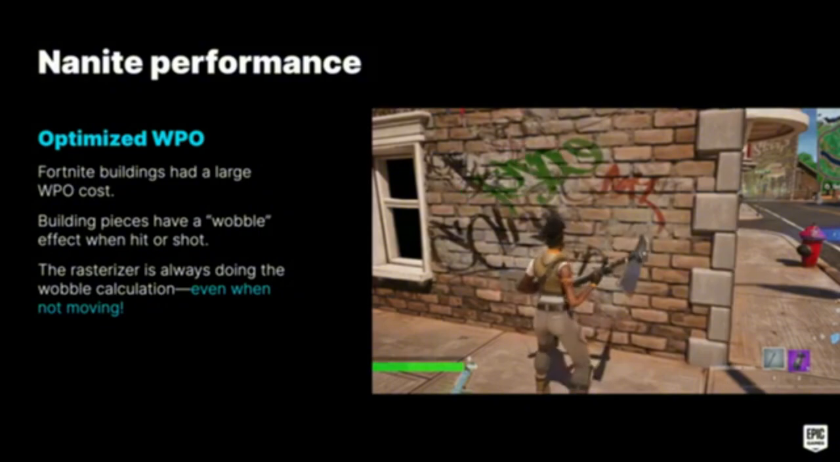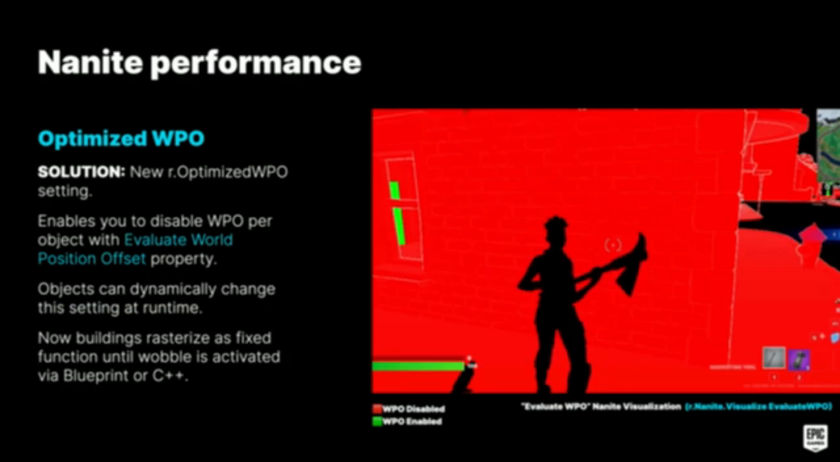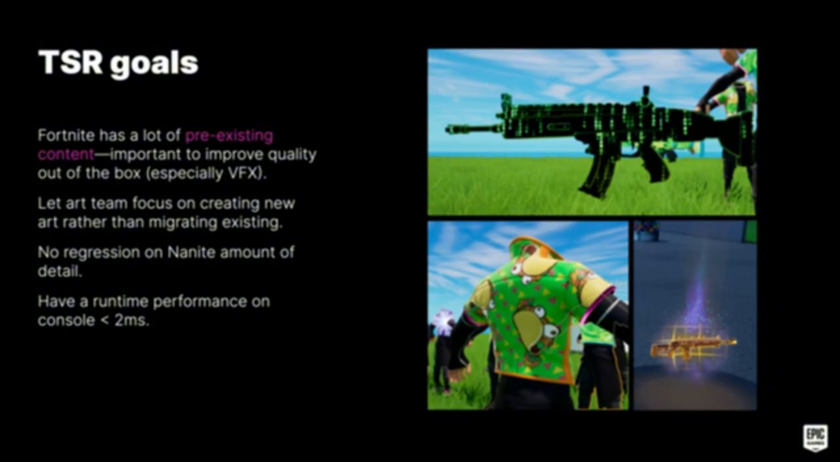This is in the rasterizer, and we were constantly doing the calculation for this effect, even when it was not moving. To combat this, we added a new project-level setting that allows you to enable or disable the evaluation of WPO on a per-object basis. Along with this setting, we added logic to the blueprint and code to only enable WPO for objects while they animate. This helps us detect when we can rasterize these objects using the fixed function fastpath. You can see in this new visualization mode that the object is not evaluating while WPO holds limitations of TSR. And we aim to let them focus on creating new art rather than migrating previously authored art, while not regressing on detailed Nanite content.